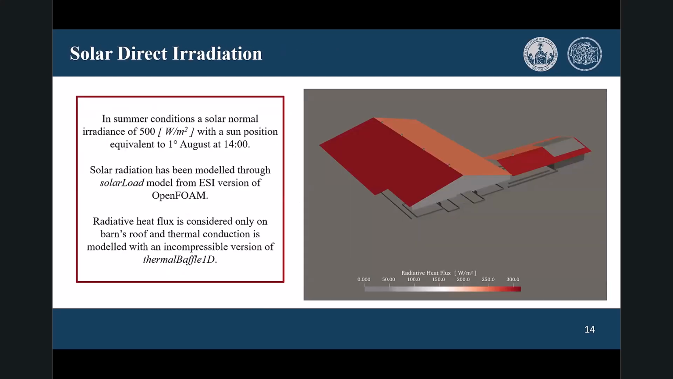Another relevant effect is solar radiation. And of course, we need to consider the heating effect of the solar radiation on the barn. We are using the solar load model present in the ESI version of OpenFOAM in order to add a surface energy source term on exposed surfaces of the barn. We are also estimating the conduction through the roof of the barn by using a modified, incompressible version of the thermal baffle 1D boundary condition.